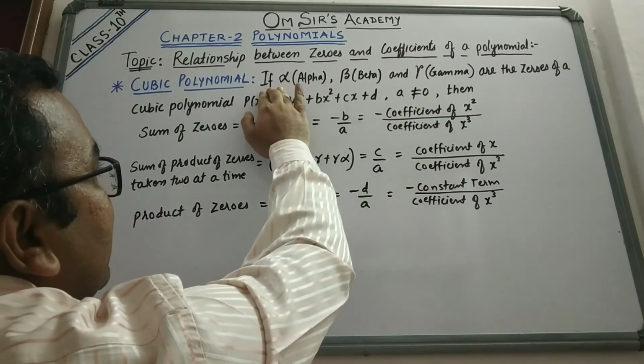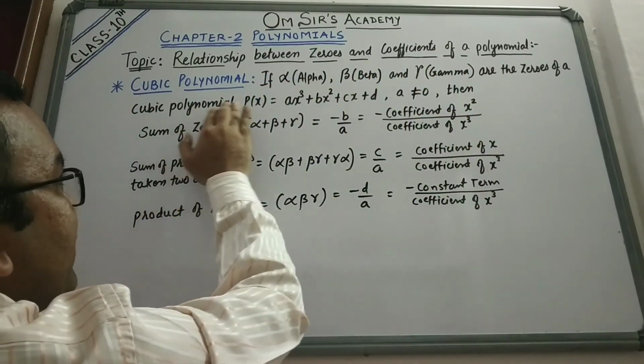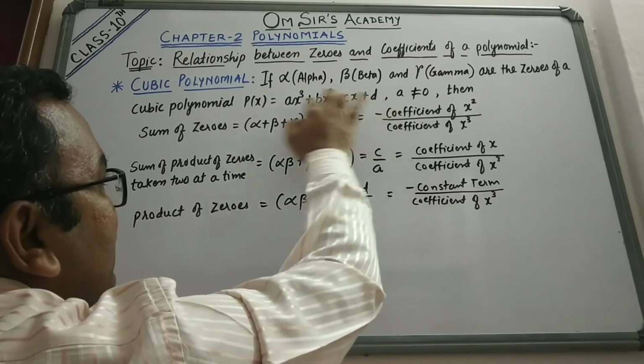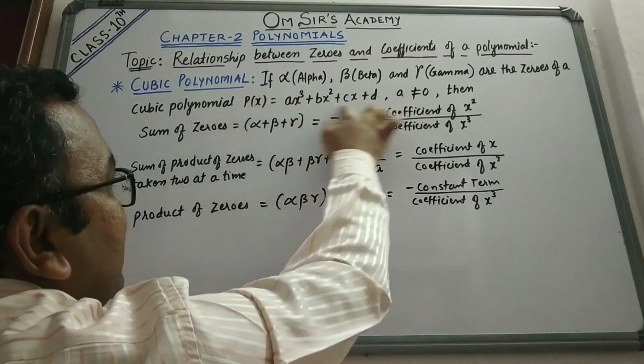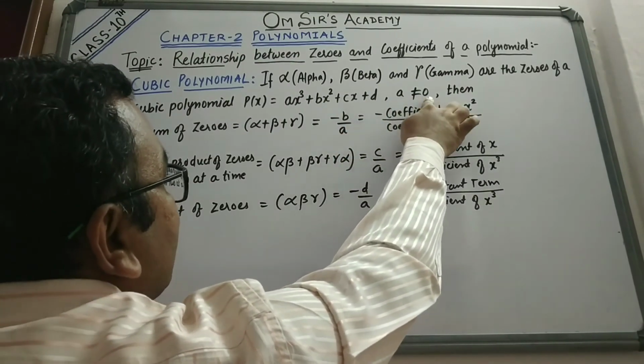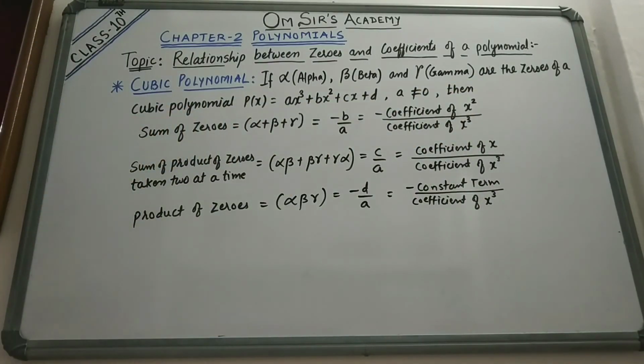So say if alpha, beta and gamma are the 3 zeros of a cubic polynomial p of x equals ax cube plus bx square plus cx plus d. So this is the standard form of a cubic polynomial, where a is not equal to 0. Then there will be 3 relationships over here.